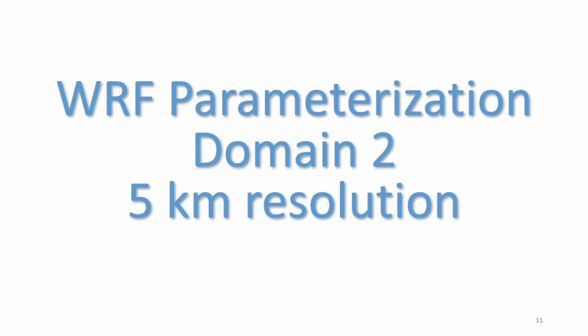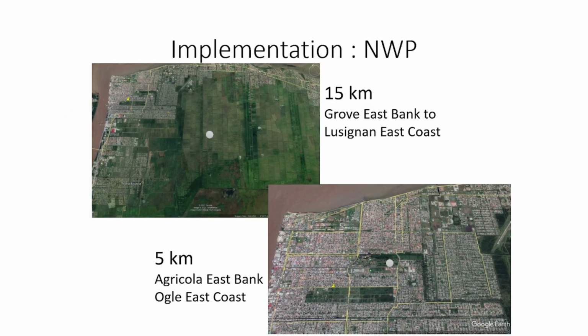I decided to investigate what happens if we do a higher resolution, 5 km. To provide some context, 15 km, with a bit of GIS analysis, roughly estimating, is about, let's say we stand in Georgetown, up to Grove on the east bank or up to Lusignan on the east coast, which represents the image to the top left here. In the center of both images, you'll see a gray dot.